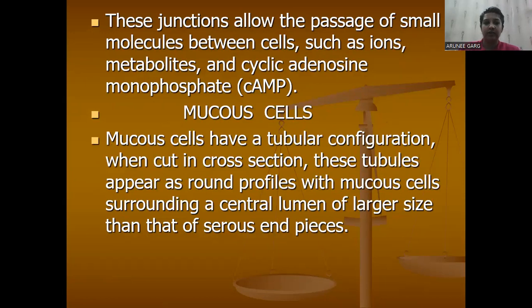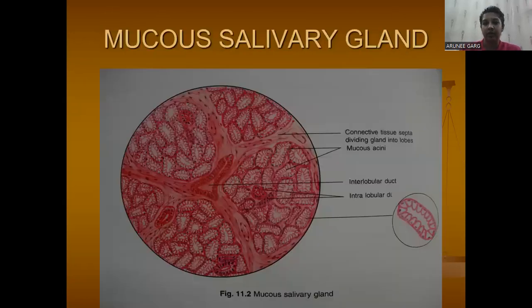Coming to the mucous cells. Now, the mucous cells have a tubular configuration when cut in cross section. These tubules appear as round profiles with mucous cells surrounding a central lumen of larger size than that of a serous acinus. You can see the tubular shape. These are the mucus-secreting cells. And this is the lumen.